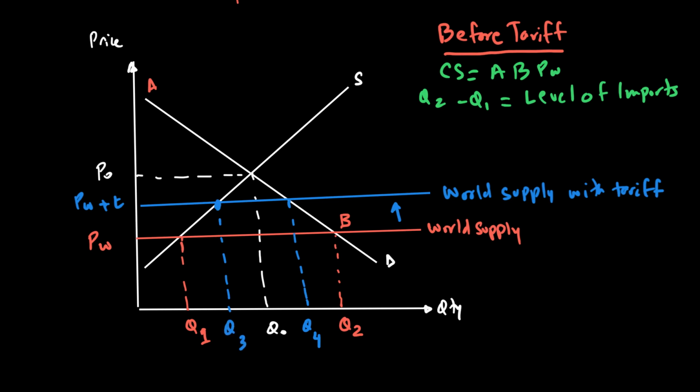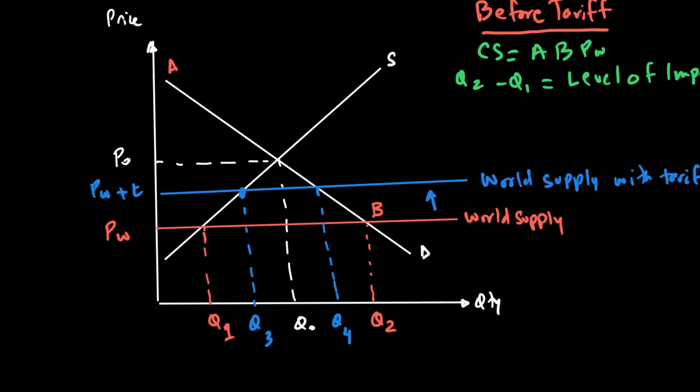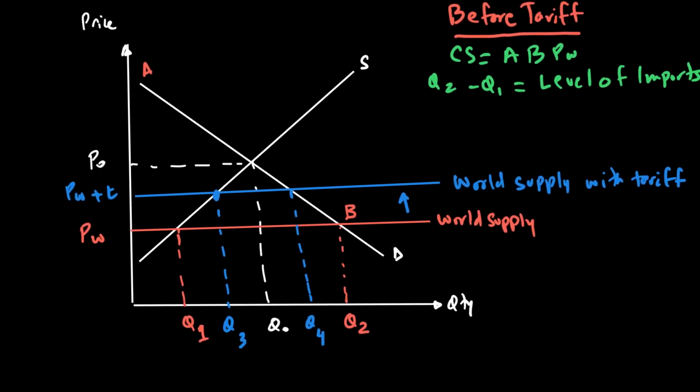Now what you can see, first of all, is this, that because you put a tariff, some consumers are denied the good. Q2 minus Q4 are denied the good. Why? Because the good is becoming expensive. Second, because the price has gone up from PW to PW plus T, some domestic producers are able to produce more. Previously, only Q1 were able to produce. Why? Because these were the producers who were able to produce at price PW.